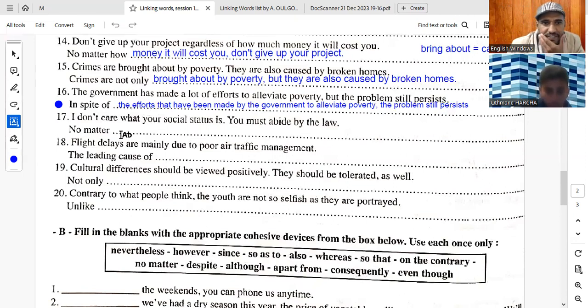Okay, let's move to number 17. We have here: I don't care what your social status is. You must abide by the law. You got here no matter. So we need no matter what your social status is, I don't care, you... You keep the pronoun "you". You must abide by the law. Very good. Excellent job.